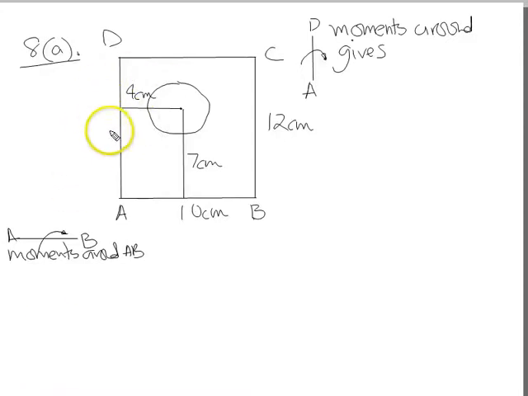Okay guys, so let's have a look at question 8. We're going to do part A. We've got a uniform lamina. There's a hole cut out of it. It's a rectangle here. This hole is cut out here. The radius of the circle, better put that in, is 3 centimeters.